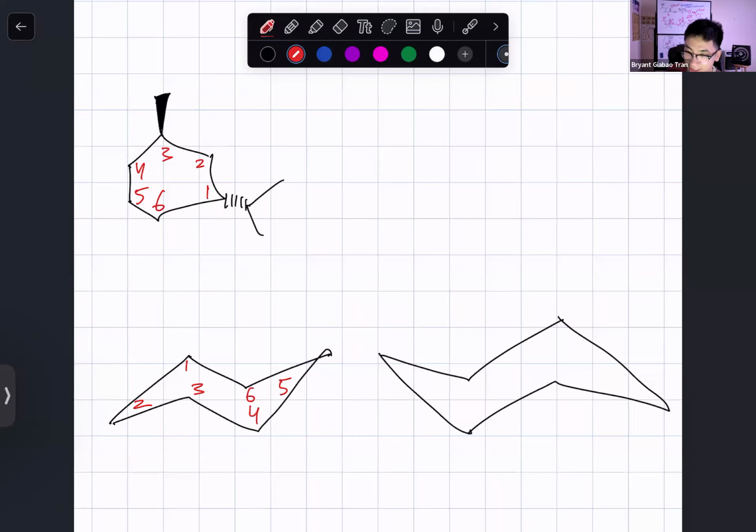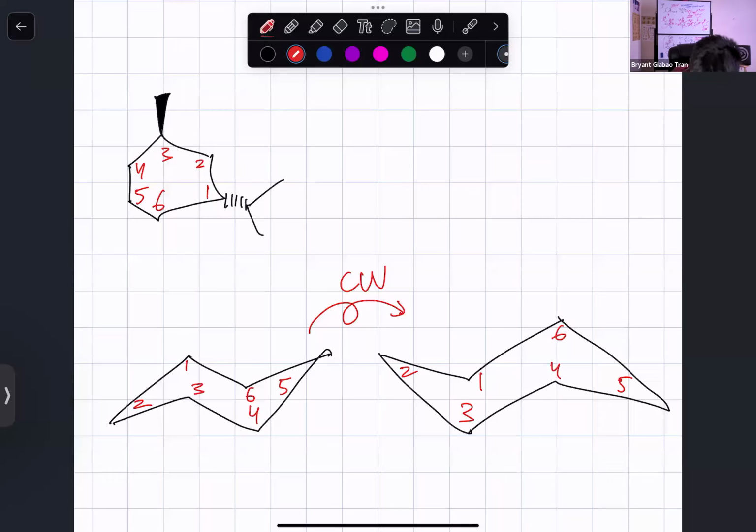Right. And then when we rotate it to the other chair conformer, like this one to this one right here, we're going to rotate every single number clockwise. So this one right here going clockwise is going to be over here, and it's going to go accordingly, like 1, 2, 3, 4, 5, 6. Right. And if they give you this chair conformer and you should try to go to the other chair conformer, then you rotate everything counterclockwise to go backwards. Right. Counterclockwise this way.